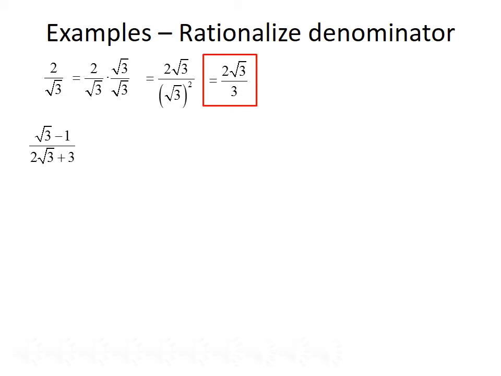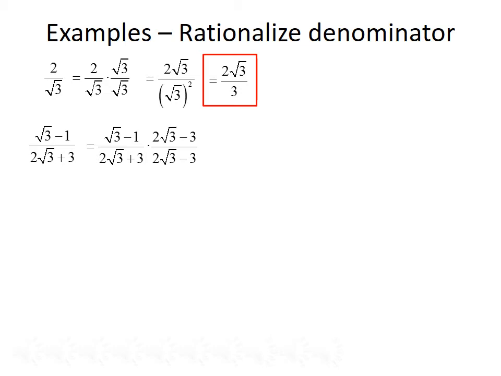Now let's try the square root of 3 minus 1 divided by 2 times the square root of 3 plus 3. This time, in order to rationalize the denominator, we multiply by what's called the conjugate. Again, that's just the same terms with the sign in the middle changed. Since my denominator was 2 times the square root of 3 plus 3, I'll multiply both the numerator and denominator by 2 times the square root of 3 minus 3.